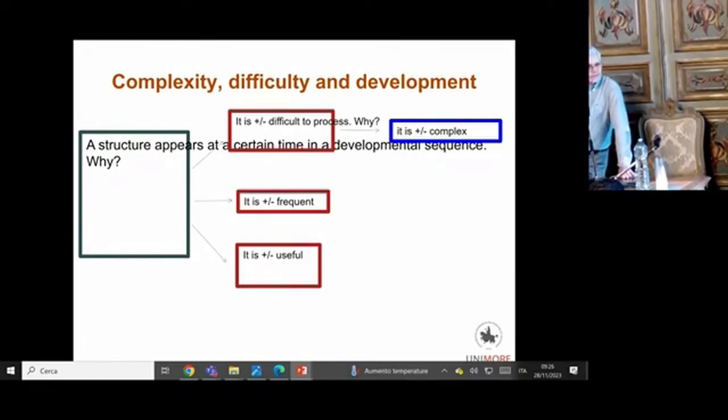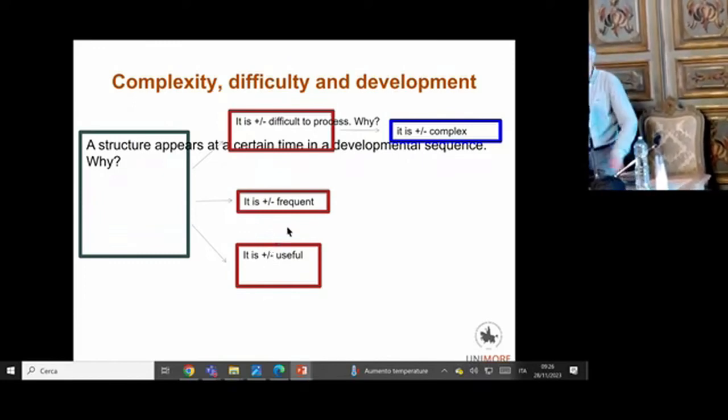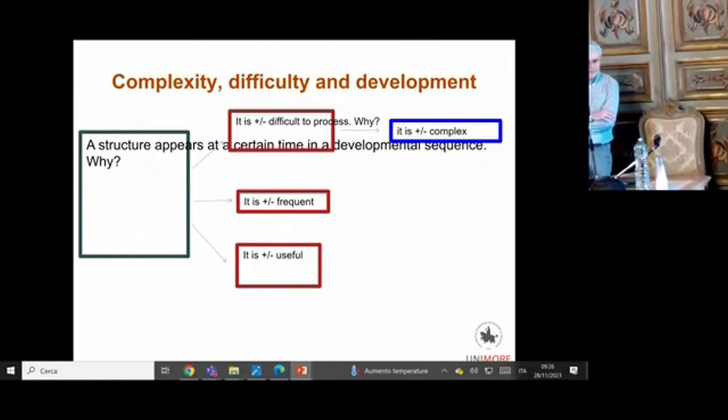And why is it so? We can say because the structure is more or less useful. We can say because the structure is more or less frequent. Or we can say that the structure is more or less difficult to process. And if we choose the interpretation that difficulty is a possible explanation for development, then complexity might be a possible explanation for difficulty. Okay, so complexity explains difficulty and difficulty explains development. There's a clear directionality here.